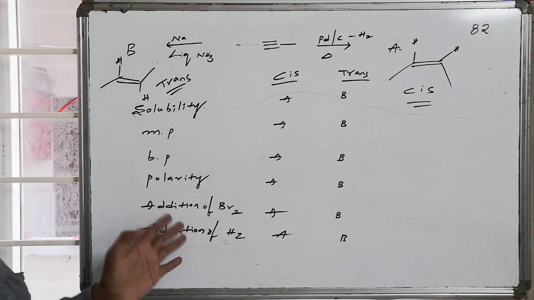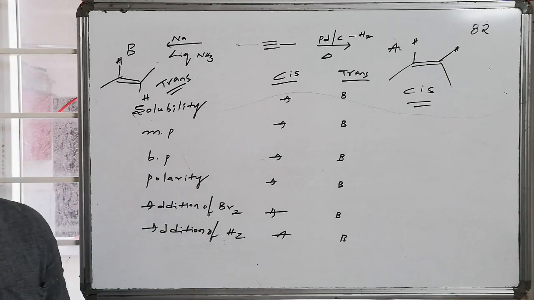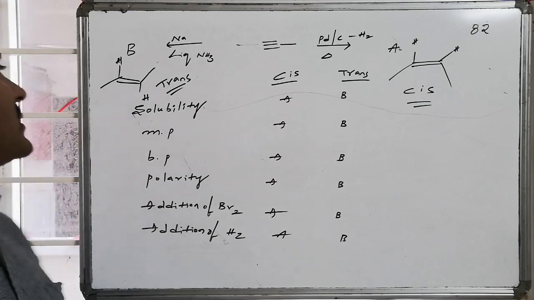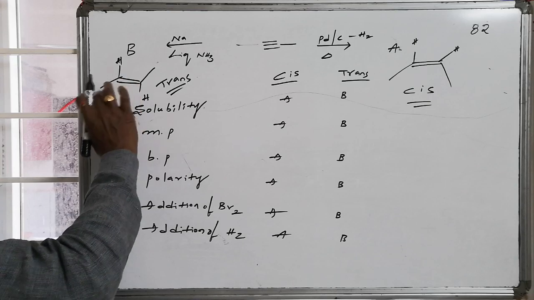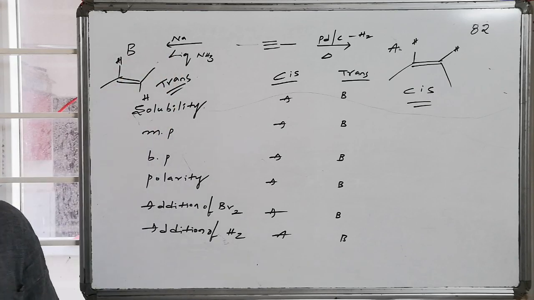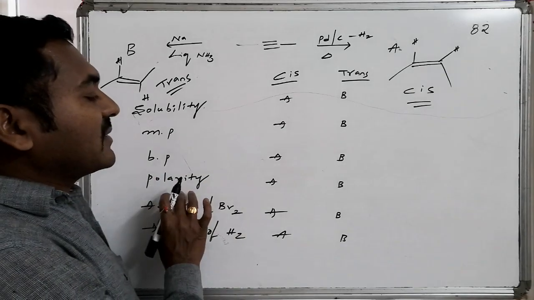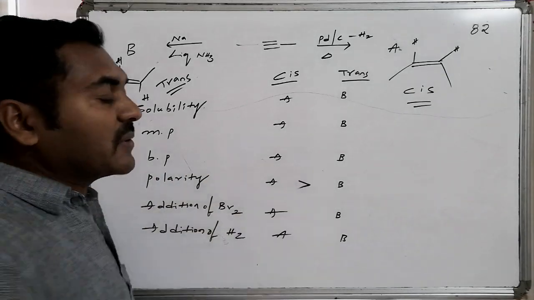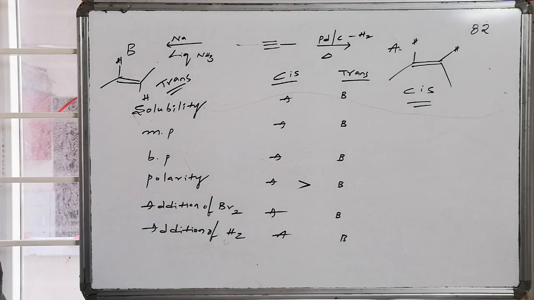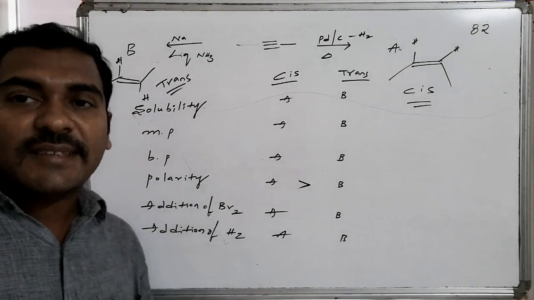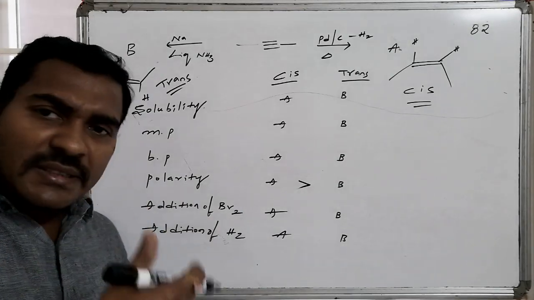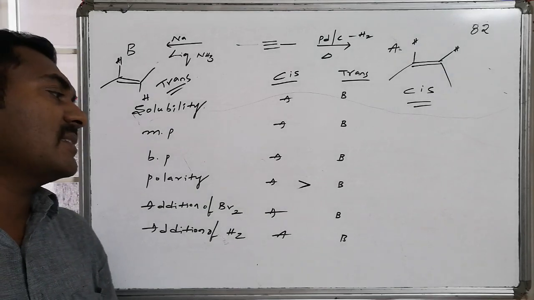Polarity depends on symmetry. The more the symmetric system, the lesser will be the polarity. So therefore the trans system is more symmetric in nature. One particular bond's dipole moment is getting cancelled by the other. So therefore the polarity, that is the dipole moment of the cis compound, is found to be greater compared to trans. Whereas when polarity is more, its nature of interaction with other molecules like solvent molecules becomes excess in nature.